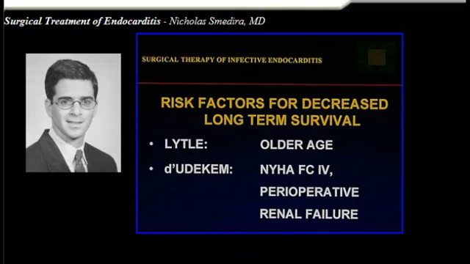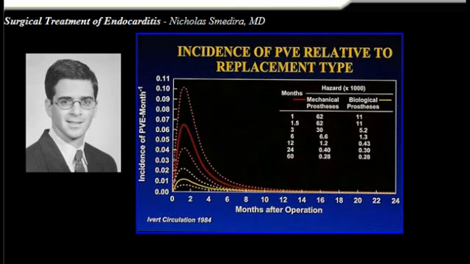What about long-term survival? The only factor Dr. Lytle could find was older age, and in David's experience was the functional class 4, and again, the perioperative renal failure. Now, I'll show you the results with each of the different devices. What's the incidence of prosthetic valve endocarditis relative to replacement type?